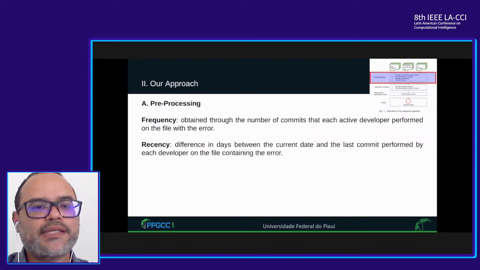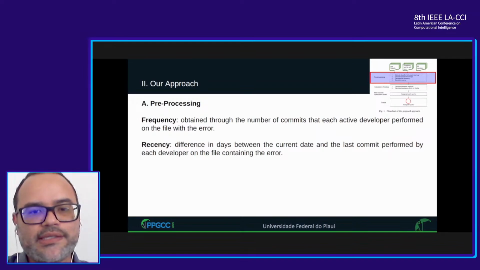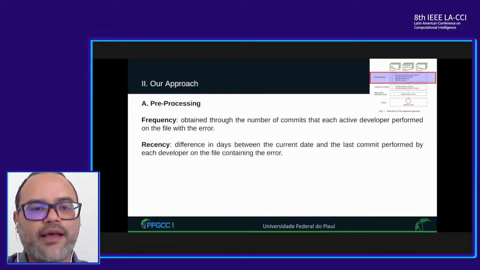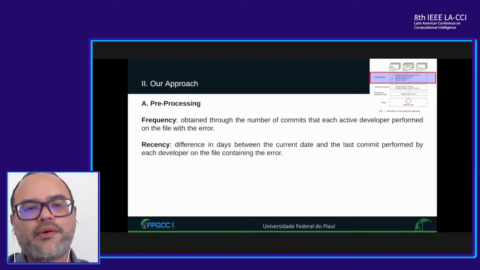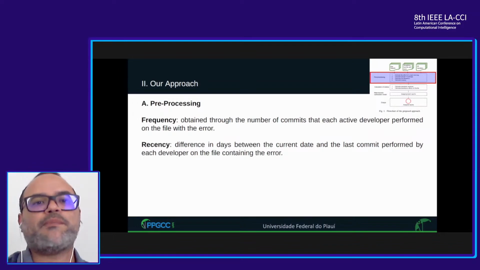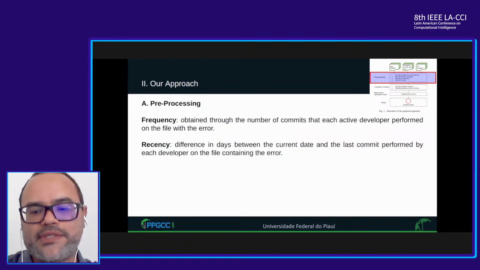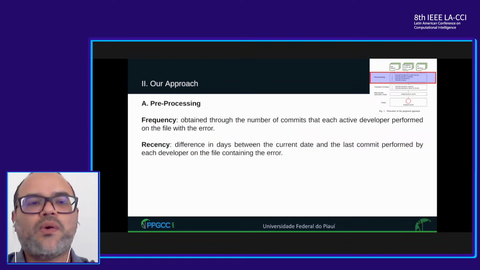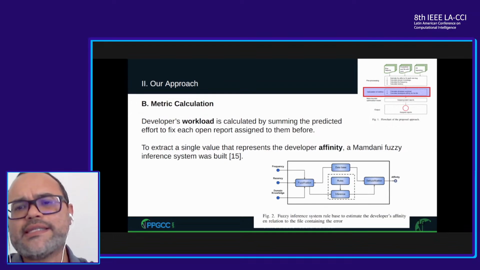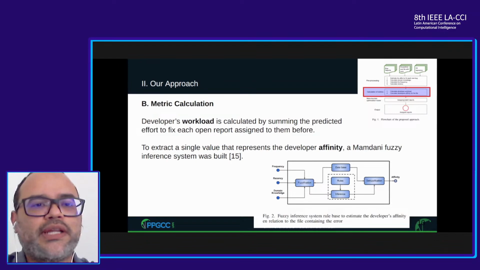And the last one is called recency. Recency is the difference in days between the current date and the last comment performed by each developer on the file containing the error. Just to clarify, all these metrics are explained in our paper. We explain why we are using each of them. So as the output of these calculations, we go to the next step.